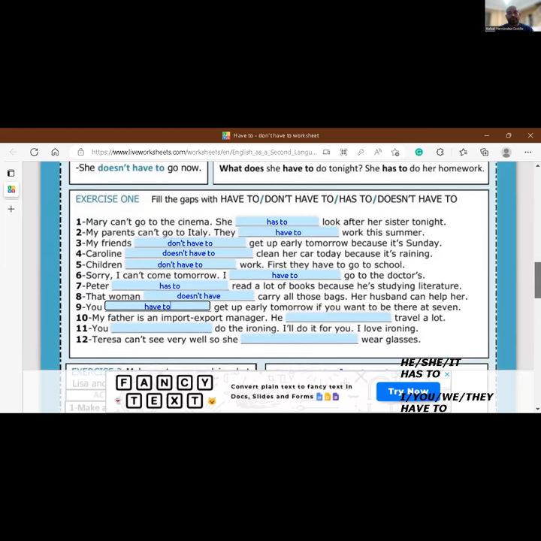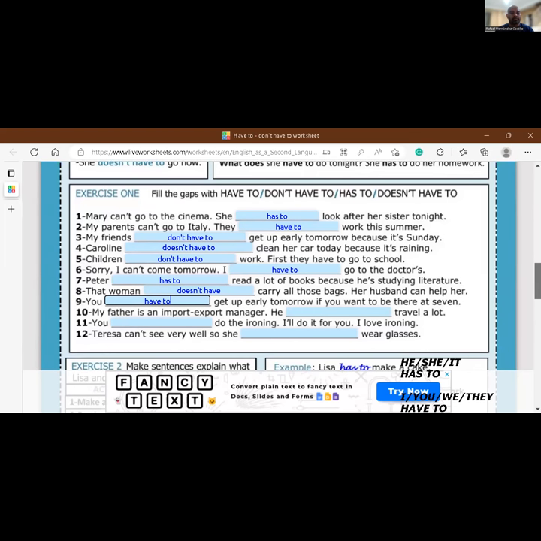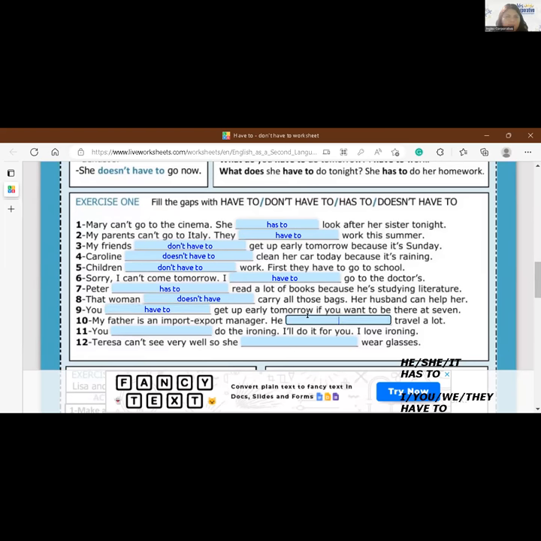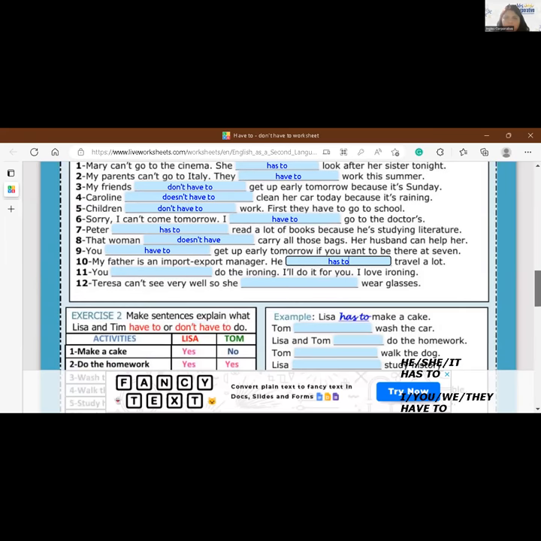Doesn't have to carry those bags. Number nine, what do you think? You have to get up early tomorrow if you want to be there. Okay. Number 10. My father is an expert. He has to travel a lot. Number 11. You have to.